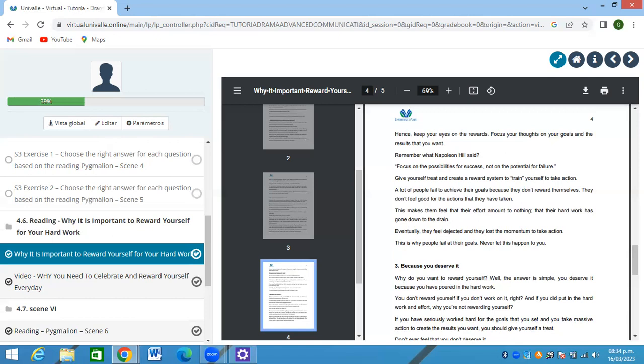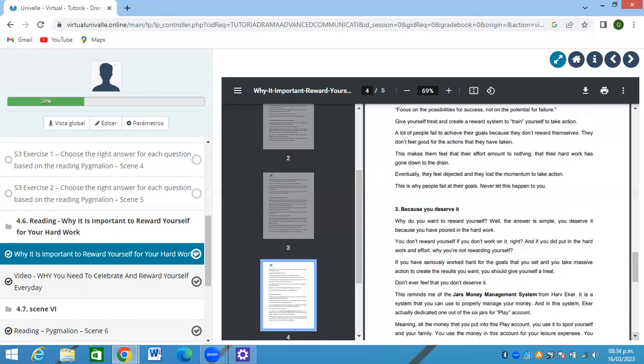Right. And the last reason is because you deserve it. Let's see what it says in this article. It said, "Why do you want to reward yourself? Well, the answer is simple. You deserve it because you have put in the hard work." That's right. You don't reward yourself if you don't work for it, right? And if you did put in the hard work and effort, why aren't you rewarding yourself? What do you think?